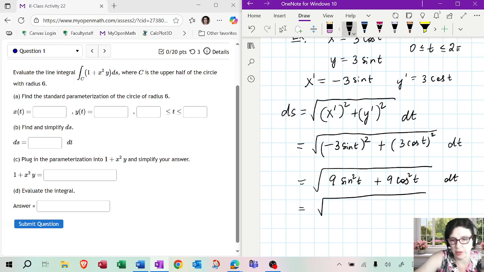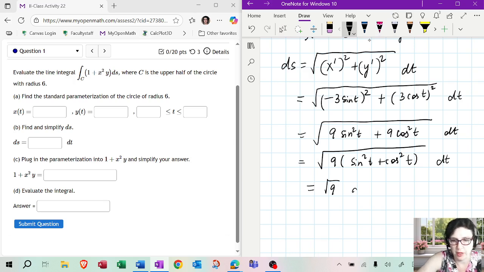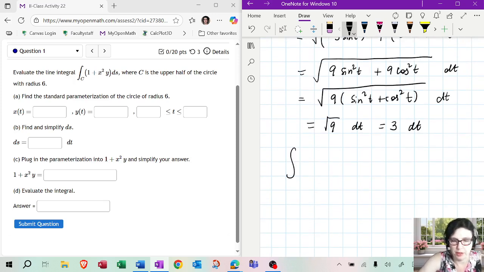However, if you factor out 9, you will see that you just get sine squared plus cosine squared, which is that first trigonometric identity that everybody knows, that that's just 1. So I get the square root of 9 dt, which is 3 dt. If I were to integrate this from 0 to 2 pi, and I just got ds, and remember this is just the arc length, basically the circumference of the circle, this will be 3 dt. Integrating 3 just gives you 3t, and then you substitute 0 to 2 pi, and you've got 2 pi multiplied by 3, in other words 6 pi.